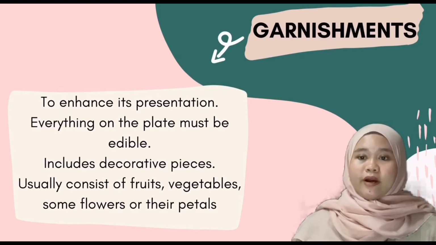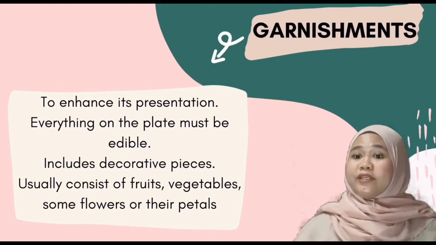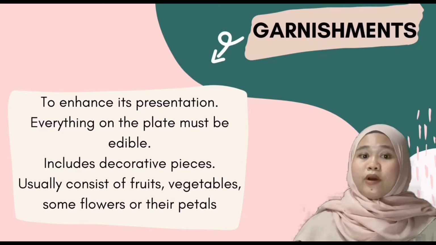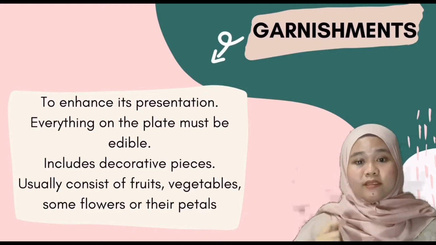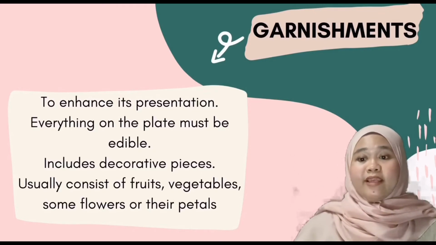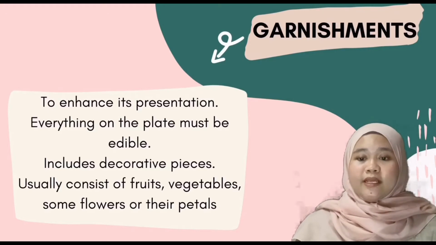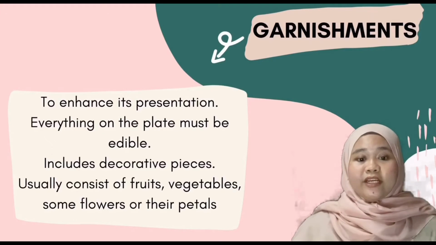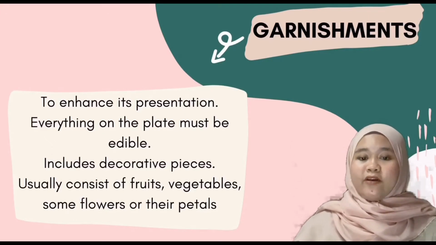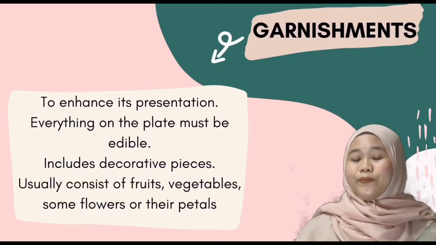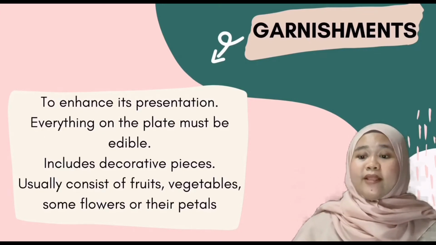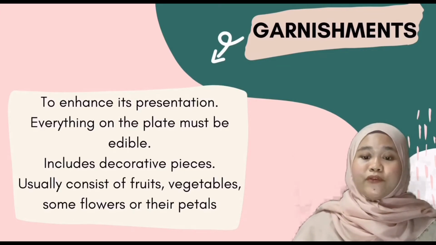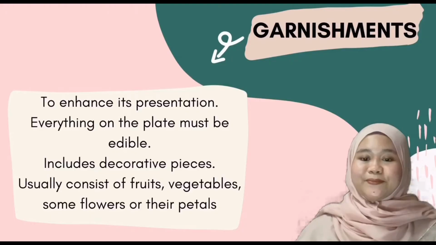Garnishments. The principle of garnishing a plate is to enhance its presentation. Most garnishes are edible. They usually consist of fruits and vegetables, but sometimes flowers or their petals. The vegetables can be cut into shapes and presented on the side of plates, while fresh herb leaves are very popular for their flavor and contrasting green color. As for flowers, flower petals can be used for visual appeal. Other than that, slices and segments of fruit make a nice contrast to meals.